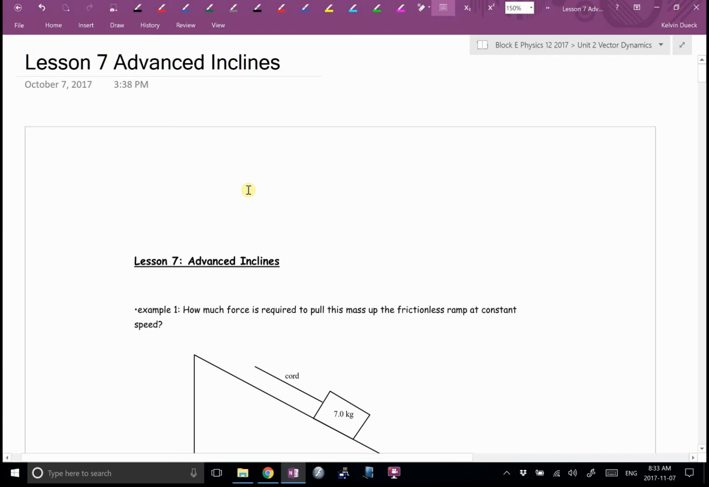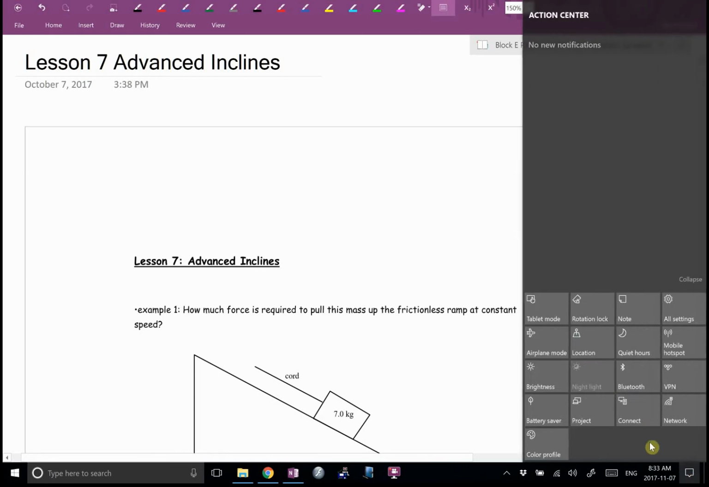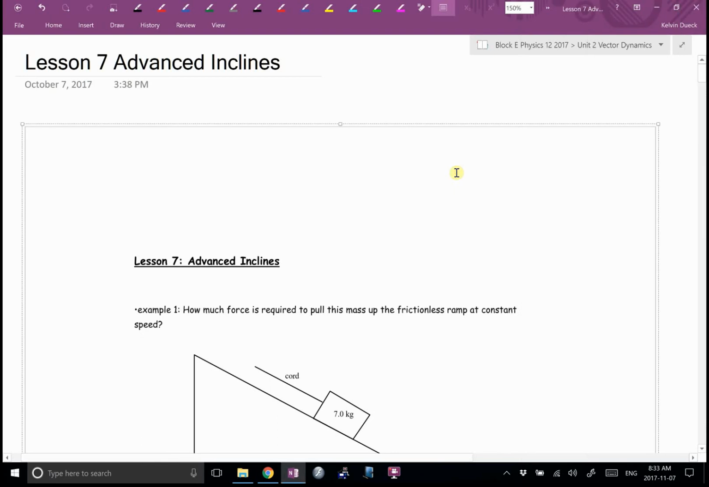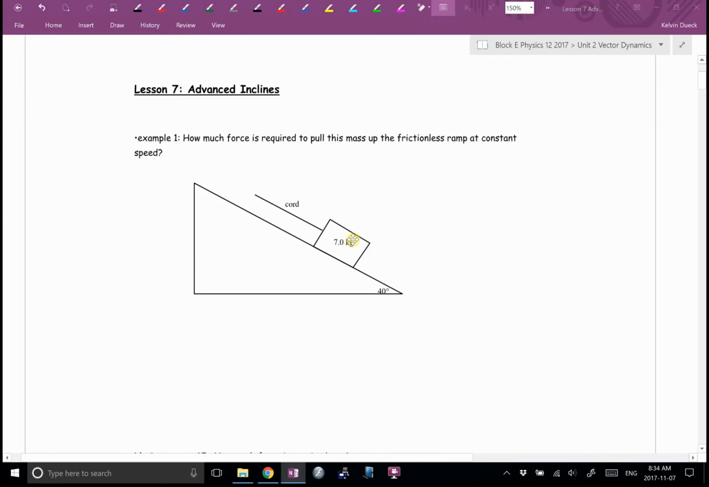So I called this lesson Advanced Inclines. Really what we're talking about here is what can I do with inclined planes and ramps. Pull this mass up the frictionless ramp at a constant speed.